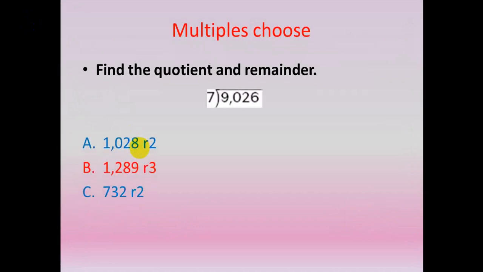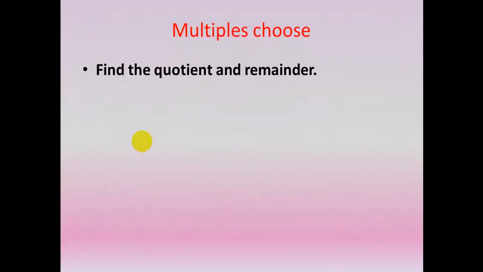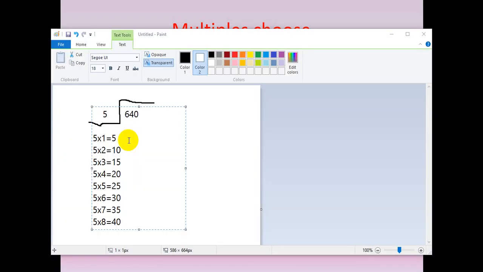Okay, yes, B. Now find the quotient and remainder for 640 divided by 5. Again, do another draft. Here I start from the greatest place value, which is 6. 6 is bigger than 5. It's okay. 5 times what near 6? 5 times 1. We write up 1 here.